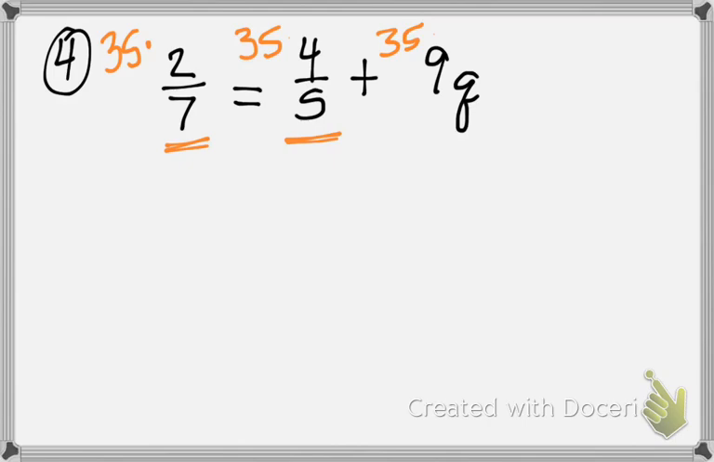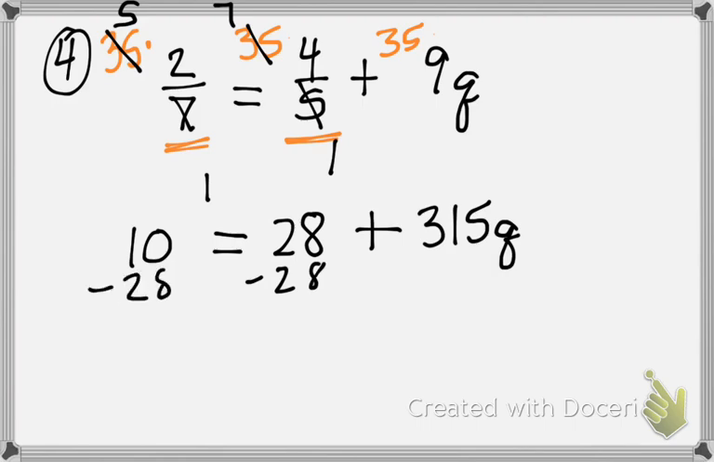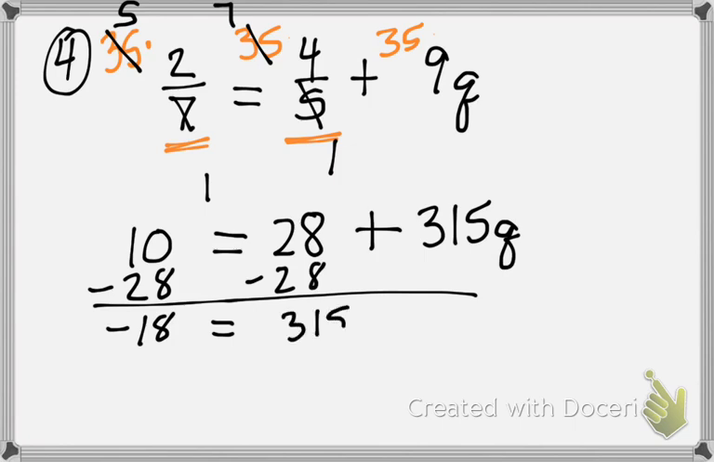Because 7 goes into 7 once, and 7 goes into 35 5 times, now I'm left with a 5 times 2, which means I just have a 10. Because 5 goes into 5 once, and 5 goes into 35 7 times, 7 times 4 is 28. And then 35 times 9 means I'll have 315q. So now those fractions are gone. I'm going to subtract out my 28. So I've got a negative 18 is equal to 315q because those 28s went bye-bye.